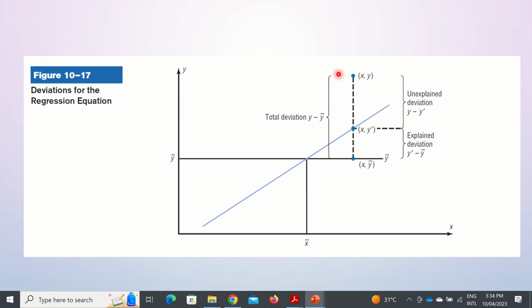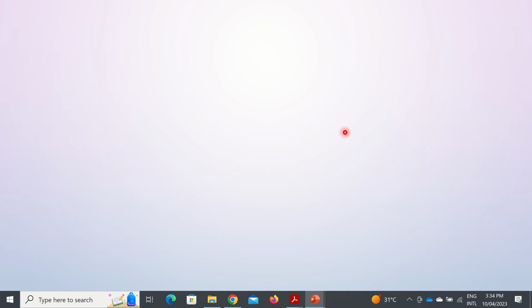From here you can see that the total variation, from here to here, is simply the sum of the explained variation and the unexplained variation. So geometrically we can see that the sum of these two quantities gives you the total variation. The same thing can be done quantitatively as well.